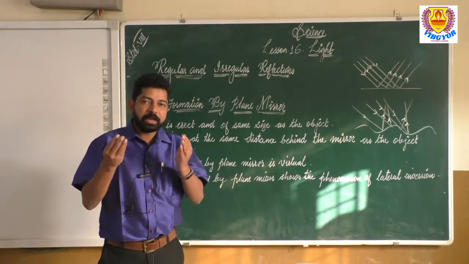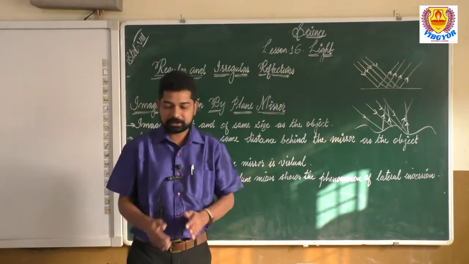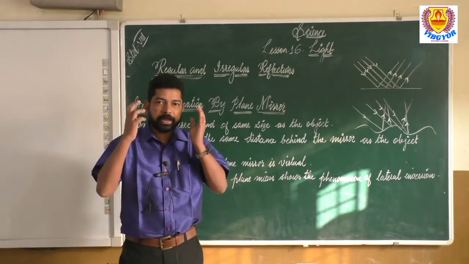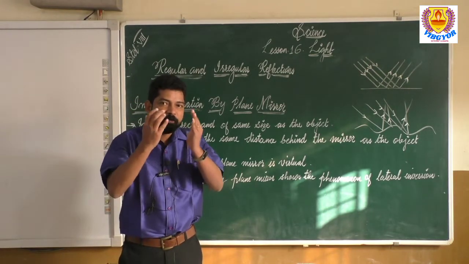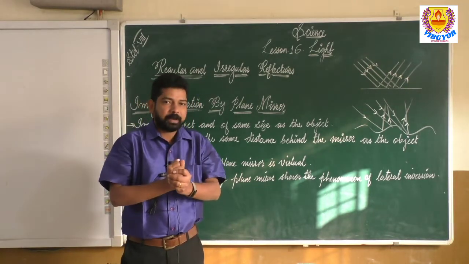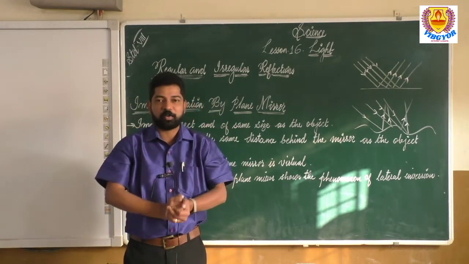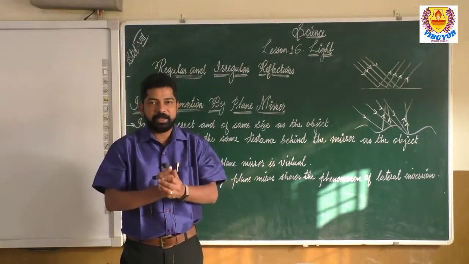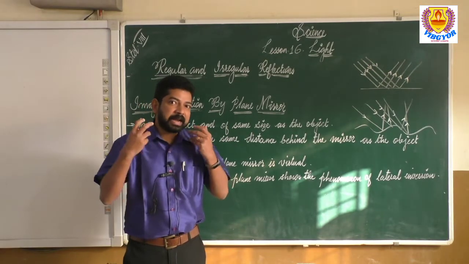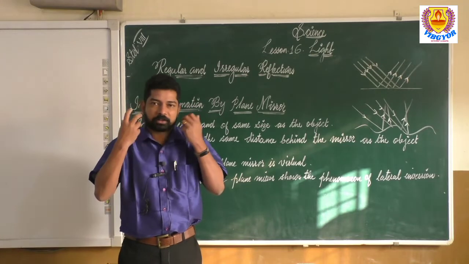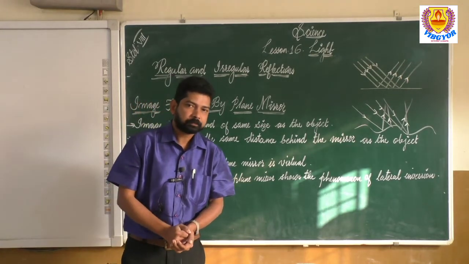Let us see. We use a plane mirror to see our image. That means in the morning when you comb your hair or apply cosmetics on your face, what do we do? We stand in front of a mirror. When you stand in front of the mirror, we get the image of our face. Hope it is clear. So there are some characteristics of the images formed by a plane mirror. Let us see one by one.